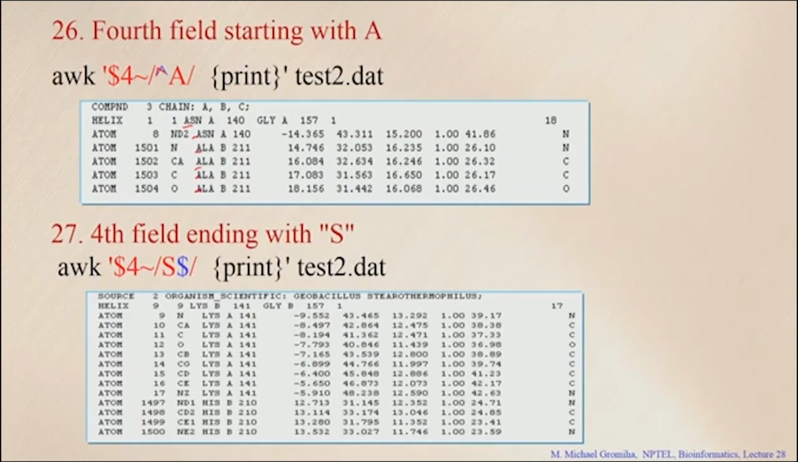So, you can see this is start with A, all the fifth one which starts with A you can print. Likewise, you can also print ending with some letter, this is S. So, this is the one we need to do $4, this ending with S, you put the S dollar. So, you can see everything ending with S. Fourth column 1, 2, 3, 4, end with S, because this is the one field.